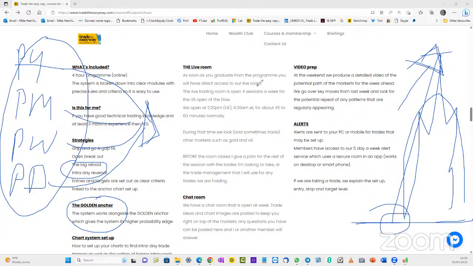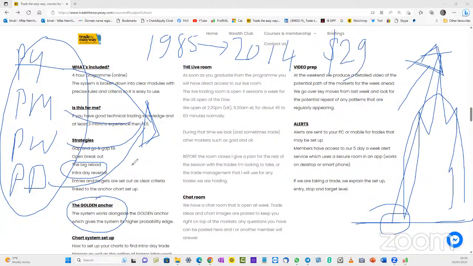So I targeted today 1985 to 2014 in the Dow, a 29 point move. It's not bad in one day. In fact, I did it in about 90 minutes, I think.